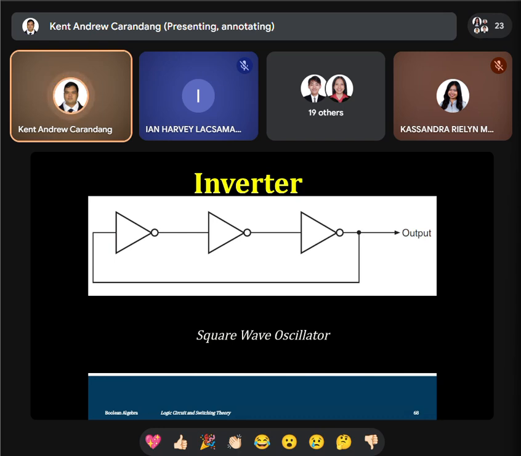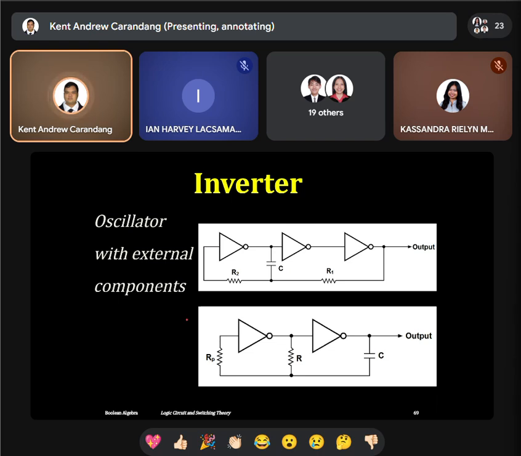Most of the applications for square wave oscillators are for digital clocks, timers, microprocessor systems, pulse generators, and signal generators. So this is a very important application for an inverter. A square wave oscillator is an oscillator with external components, so it may vary to your required parameters if you want to use an inverter, depending on the application.